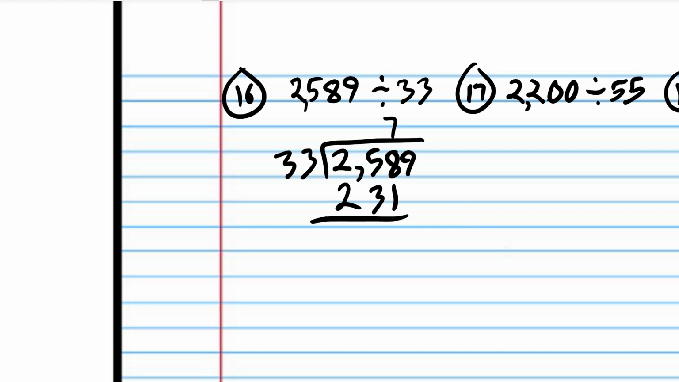All right, 8 minus 1 is 7. 5 minus 3 is 2. And 2 minus 2 is 0, but you don't have to put the 0. All right, as always, bring down the next number.